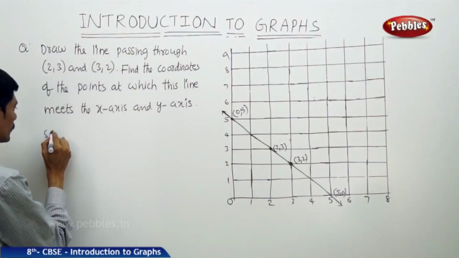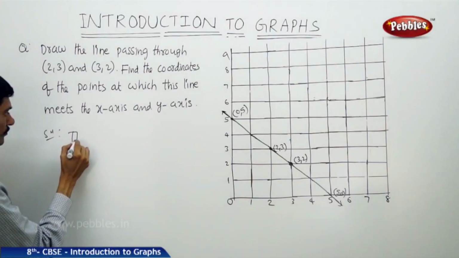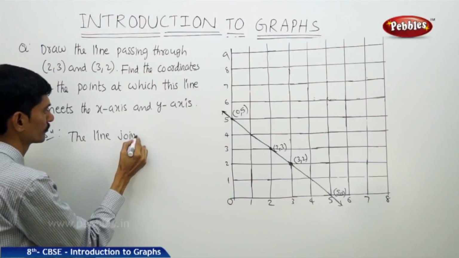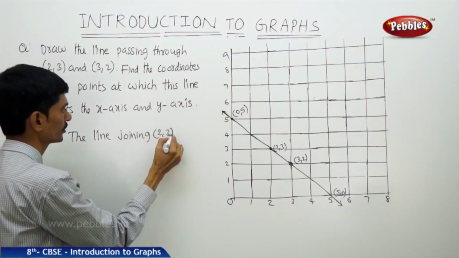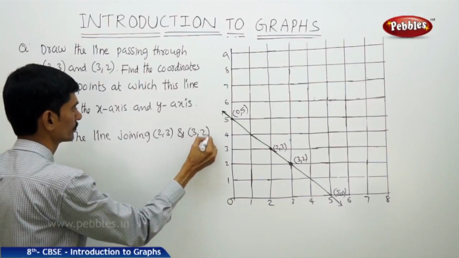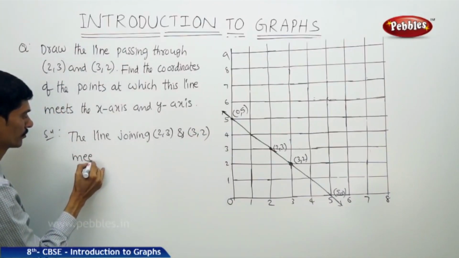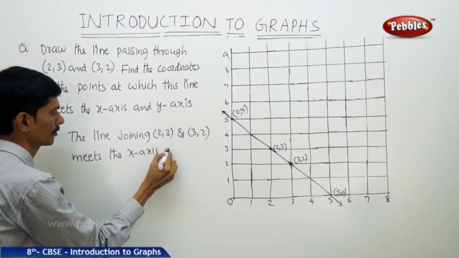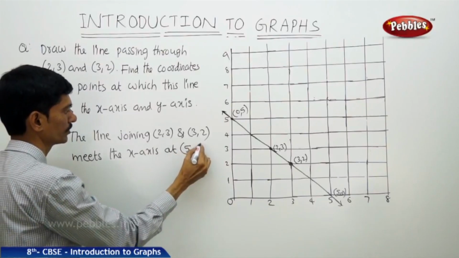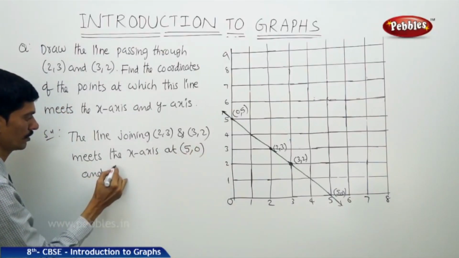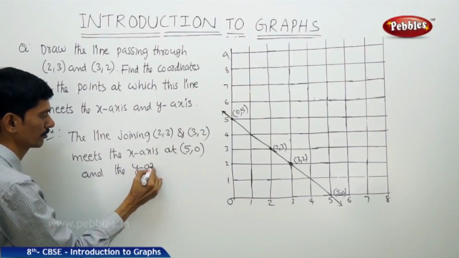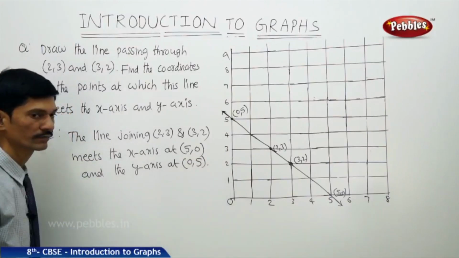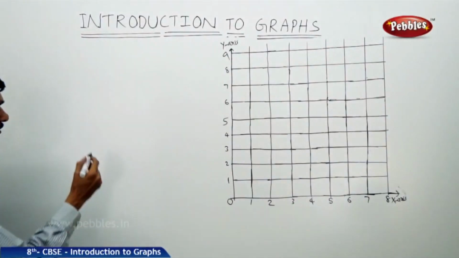So we can write that the line joining 2 comma 3 and 3 comma 2 meets the x-axis at 5 comma 0 and the y-axis at 0 comma 5. Now let us see some applications of graphs.